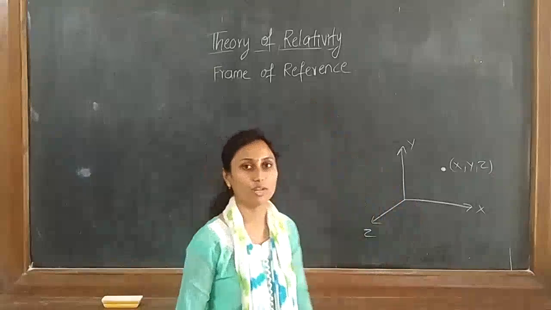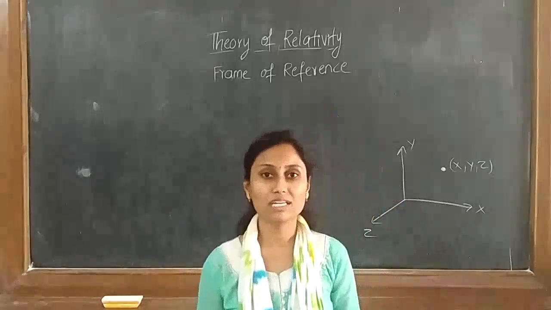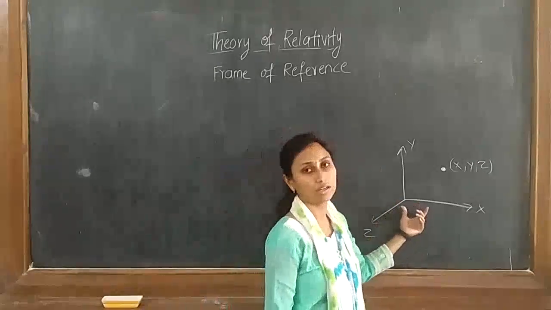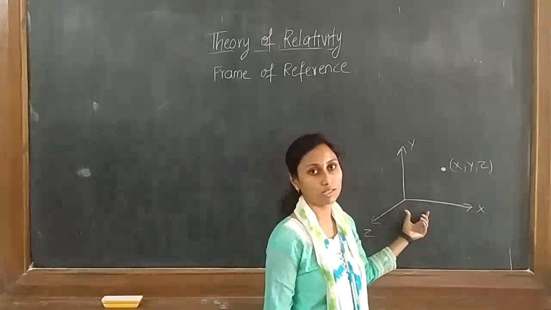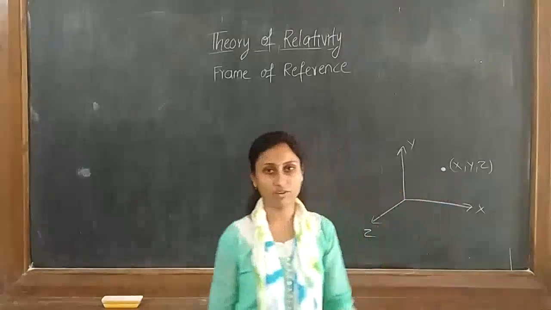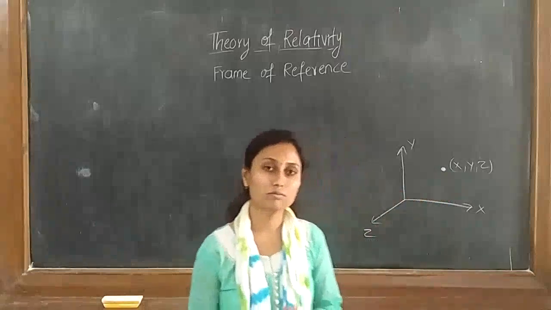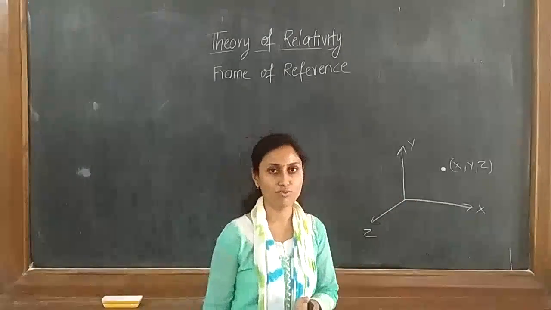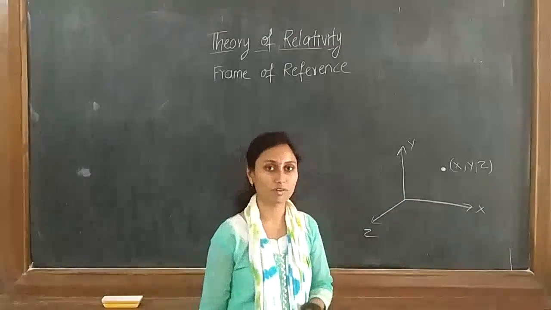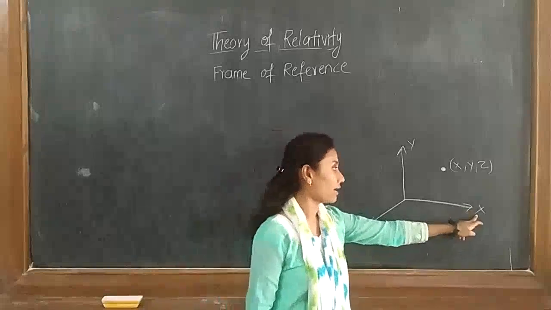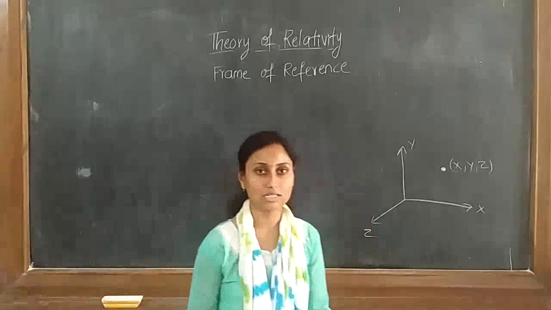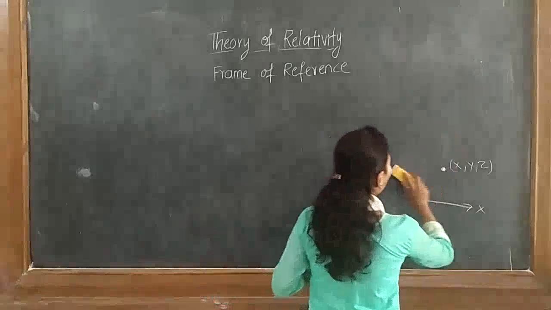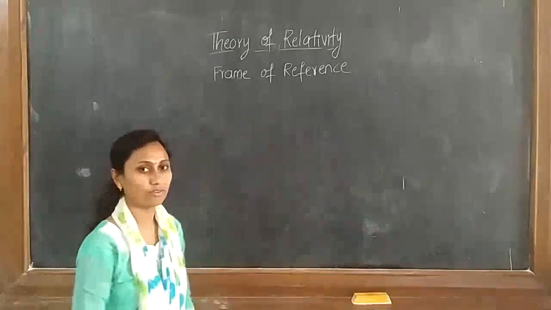Frame of reference. So a frame of reference is nothing but a coordinate system with the help of which a body at rest or in motion can be located. That coordinate system is the Cartesian coordinate system, which is so familiar to use to represent the frame of reference. It contains the x-axis, y-axis and z-axis, and all these axes are perpendicular to each other.